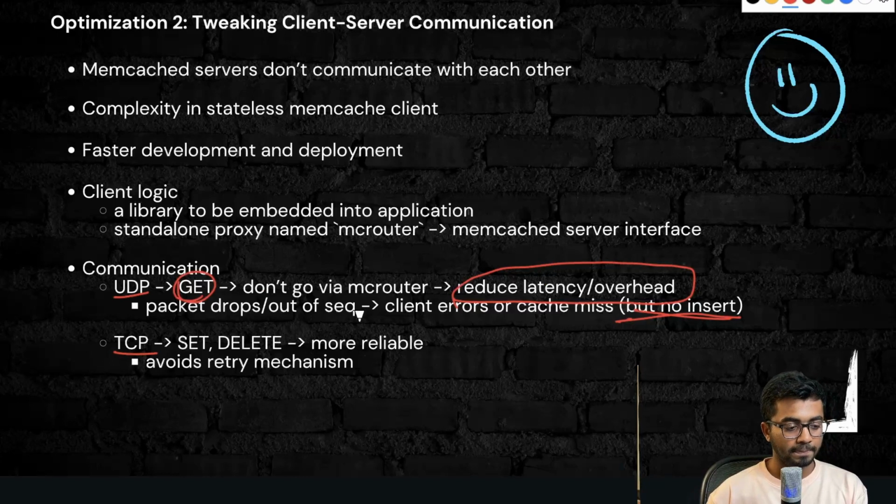Keep this in mind. The second thing was the more reliable operations, which we call the set and the delete operations. Those were performed via the TCP route because they were more reliable, and we didn't have to employ a retry mechanism to make sure those things get set properly in the database. So these were some tweaks that they did to reduce the latency.